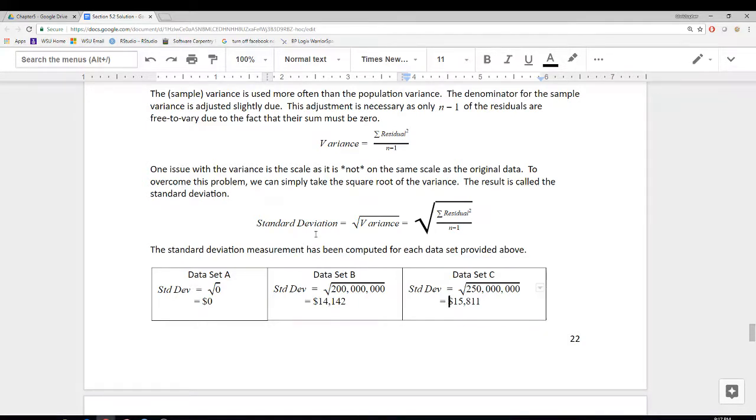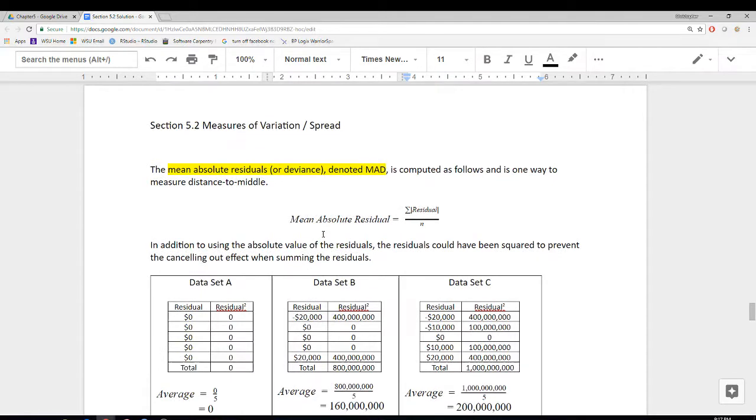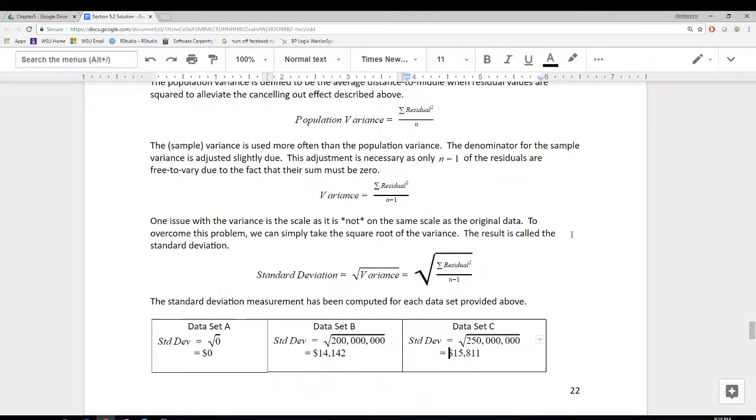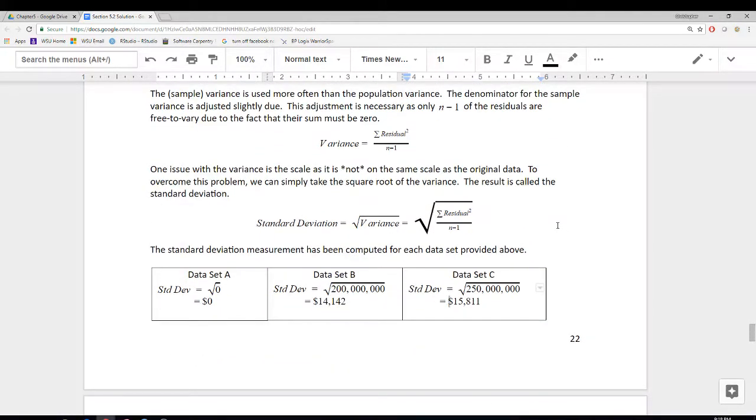And this one, the standard deviation, is actually more common than the mean absolute deviation, where we're using the absolute value. The reason for that is the mathematical properties associated with the standard deviation, which is beyond the scope of this course, but there are advantages to using the standard deviation.